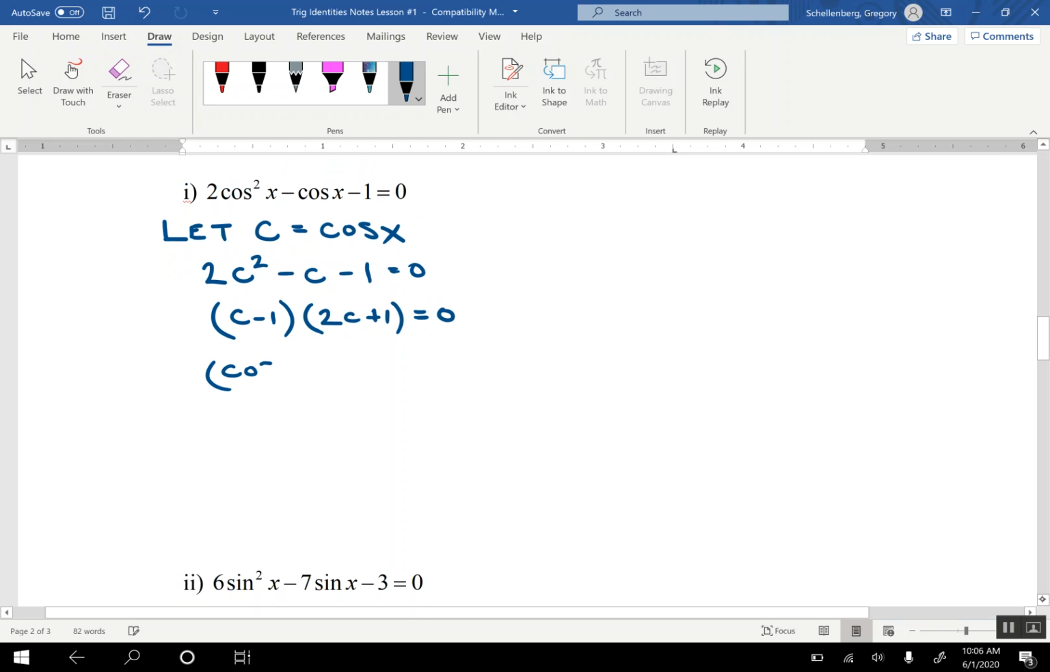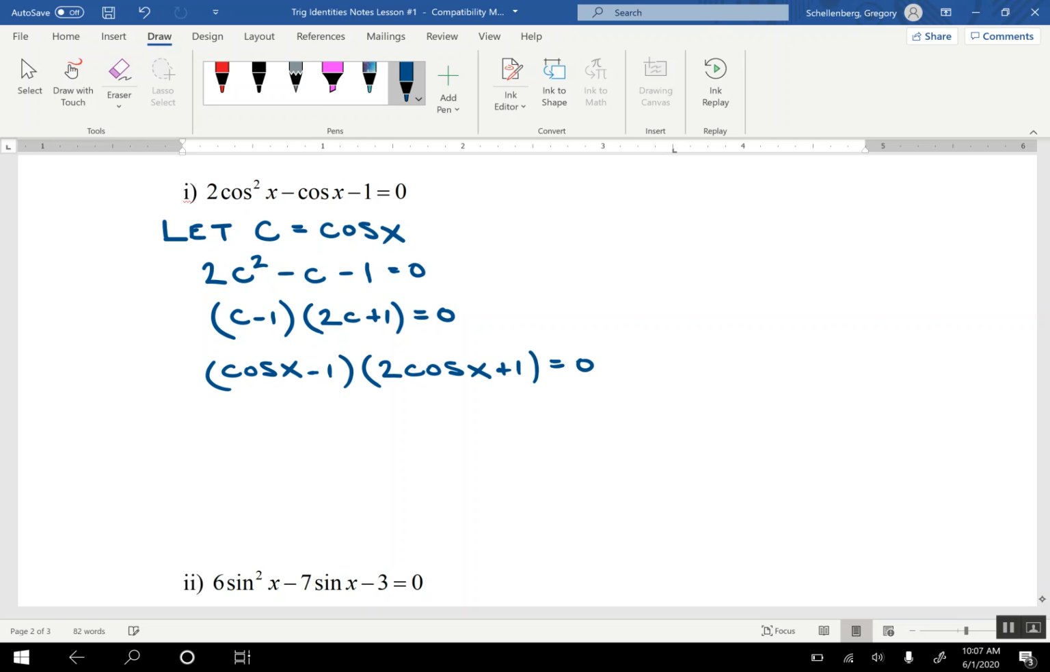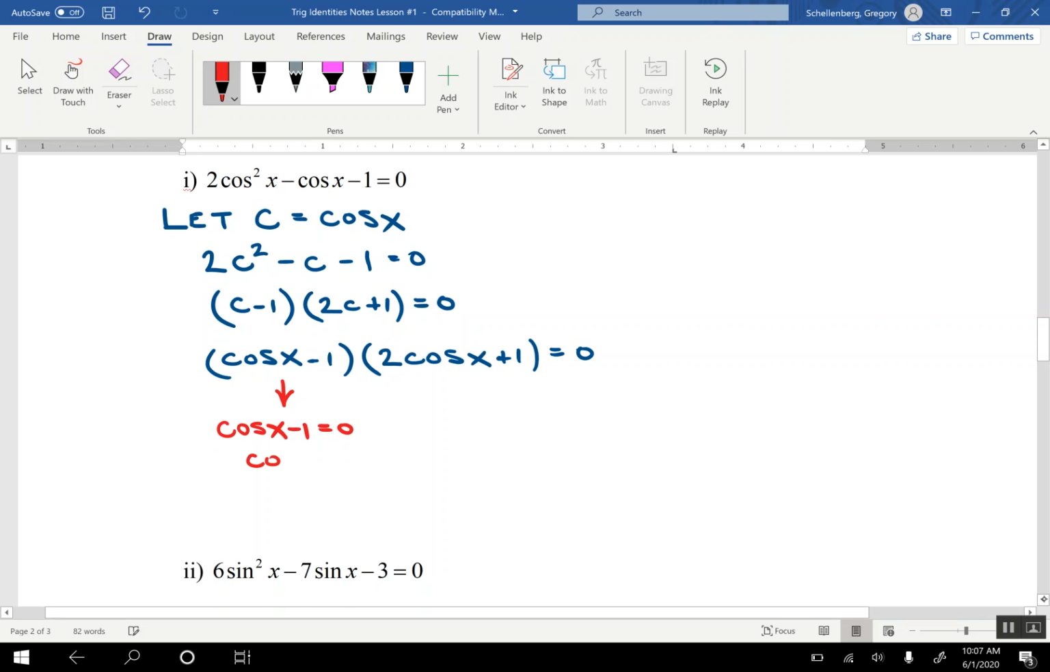So we're going to get the cosine of x minus 1 times 2 times the cosine of x plus 1 is equal to 0. Now we want to make each set of brackets equal to 0, so let's create little mini equations here. So the first mini equation is going to look like this. Cos x minus 1 equals 0. So how do we create 0 out of this? Well, let's take this one step further. The cosine of x is equal to 1.